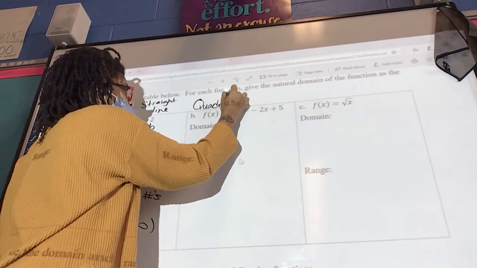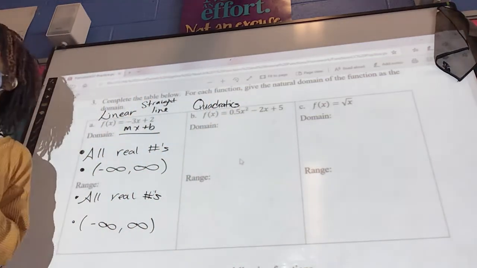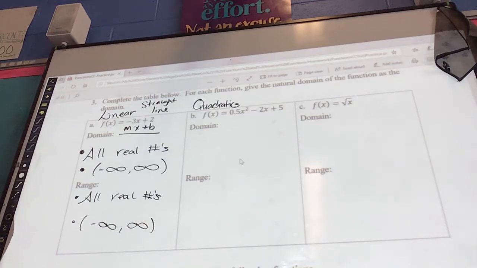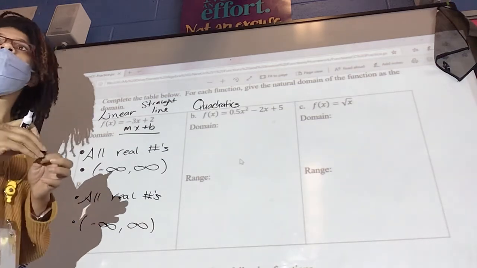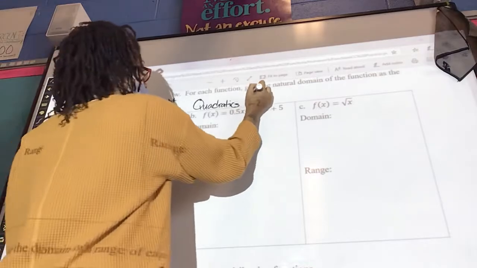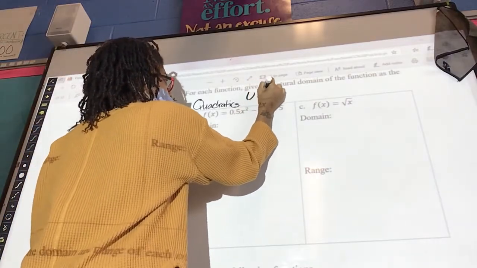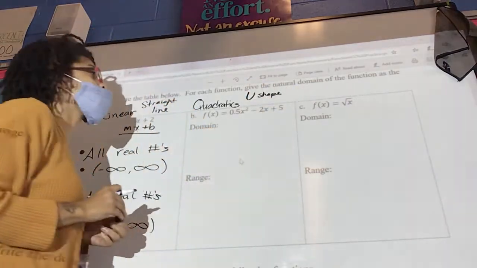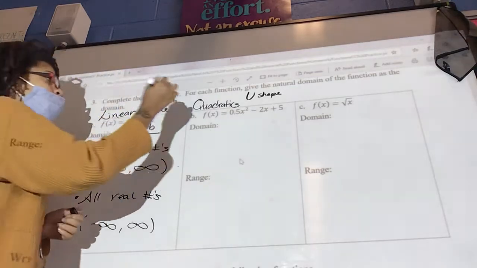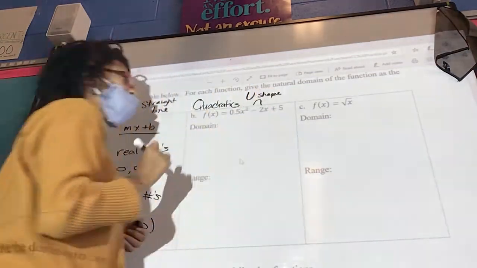Does anybody remember what quadratics look like, the shape of them? No? It's like a V. It's a U, yep. So it's always a U shape. Yeah, it's always a U shape. Whether it's up or it's down, it's always a U shape.